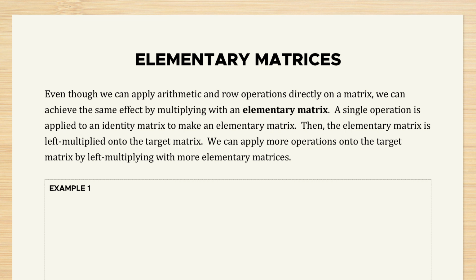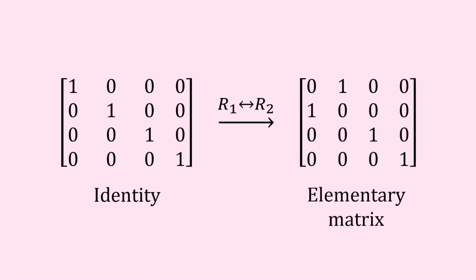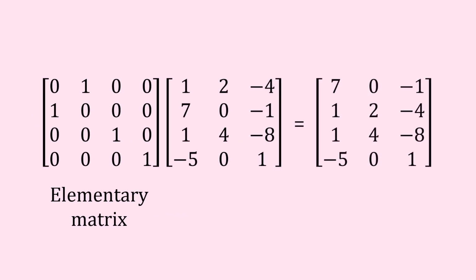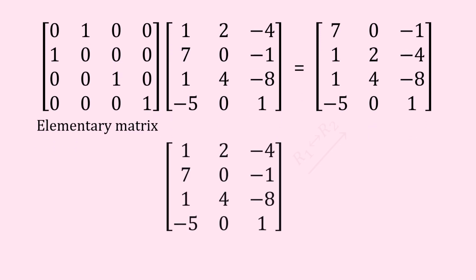An elementary matrix is an identity matrix that has undergone a single row operation. Recall that row operations include adding or subtracting a multiple of a row to another row, multiplying a row by a constant, or interchanging a pair of rows. It's like programming a row operation into a matrix. We can multiply that matrix to a target matrix to effect a row operation. This would have the same effect as if we just directly apply the row operation onto that target matrix.